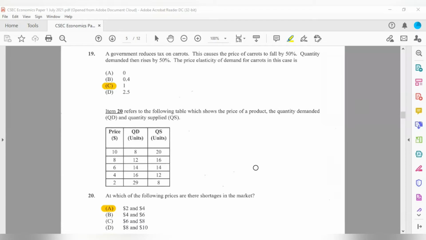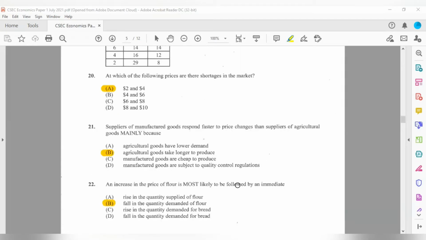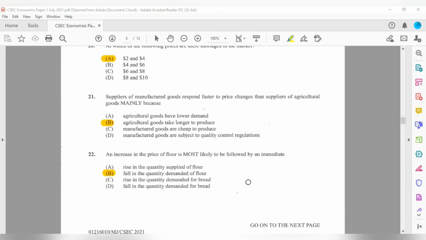Item 20 refers to the following table, which shows the price of a product, quantity demanded, QD, and quantity supplied. At which of the following prices are there shortages in the market? The answer is A, $2 and $4. 21, suppliers of manufactured goods respond faster to price changes than suppliers of agricultural goods, mainly because B, agricultural goods take longer to produce.